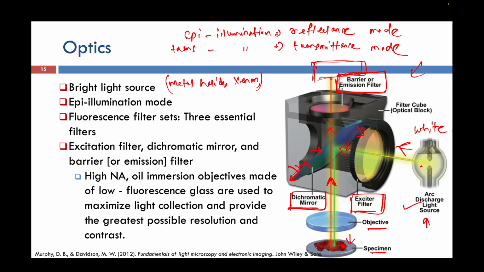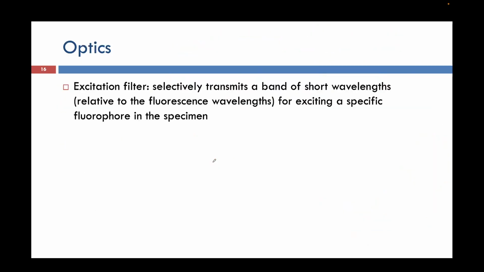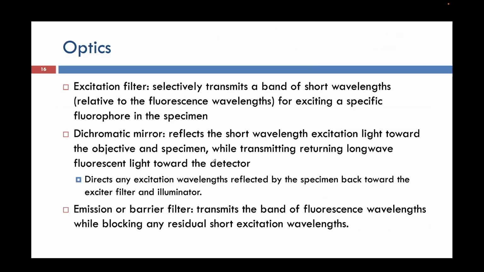So there are three important things: the excitation filter, the dichromatic mirror, and the barrier or emission filter. So this is the concept behind optical microscopy. Here I have written down all their functionality: the excitation filter, dichromatic mirror, and barrier filter. The role of the barrier filter is to transmit the band of fluorescence wavelength while blocking any residual short excitation wavelength.